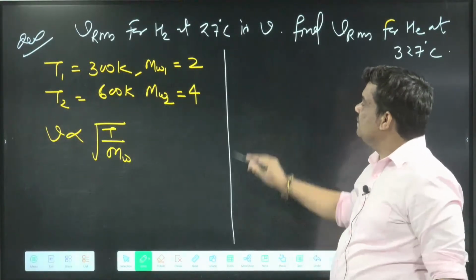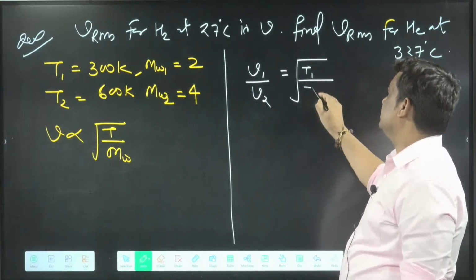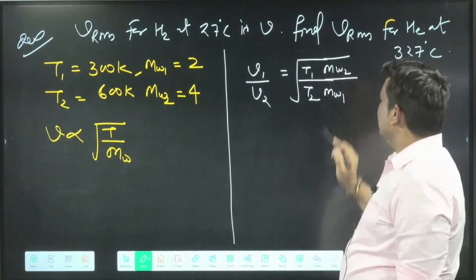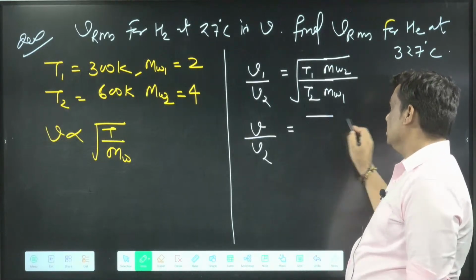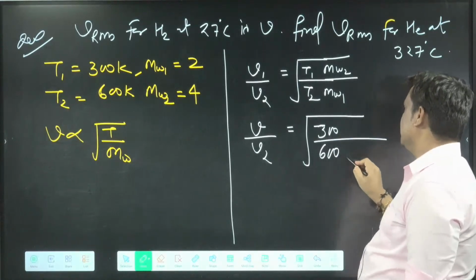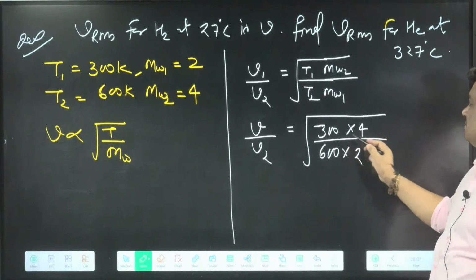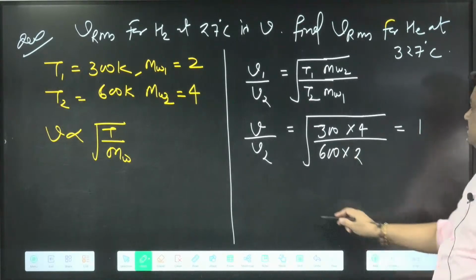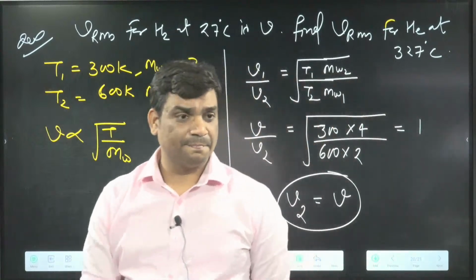Now we can write V1 divided by V2 equals root of T1 by T2 times MW1 by MW2. Let's put the values. V divided by V2 equals root of T1, which is 300, by T2, which is 600, times MW1, which is 2, by MW2, which is 4. Now this becomes 1. So V2 is actually equal to V. Did we get this?